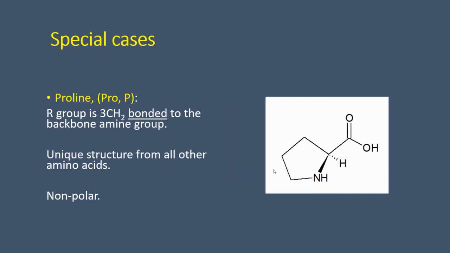And the last one is proline. Proline is very different from all of the amino acids because the R group for proline, which is 3 carbon chains, 1, 2, 3, is bonded to the backbone amine as shown here. And proline is a nonpolar amino acid.